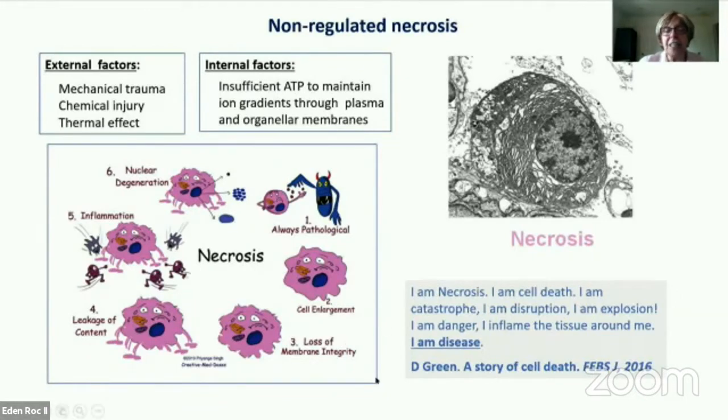This cartoon is from the review by Douglas Green, who is an authority in the cell death field, and it is written as a play with different forms of cell death as main characters. That's what he's saying about necrosis. I am cell death, I am disease.